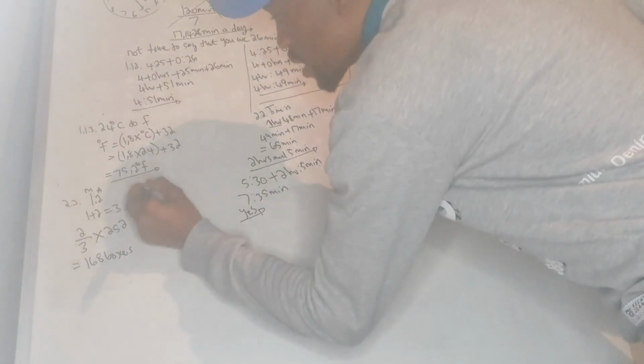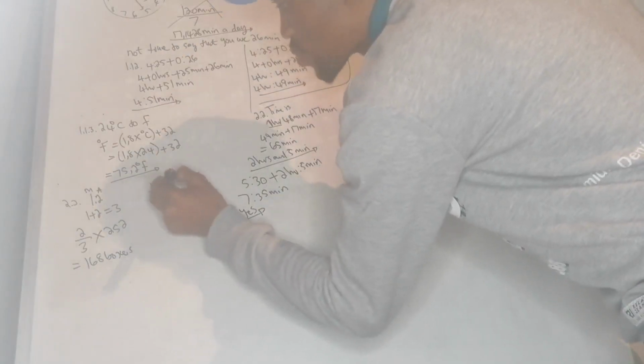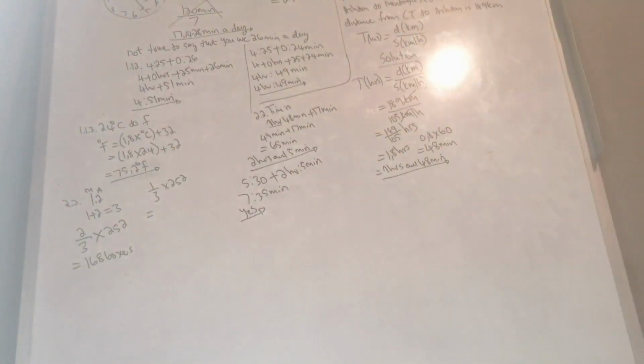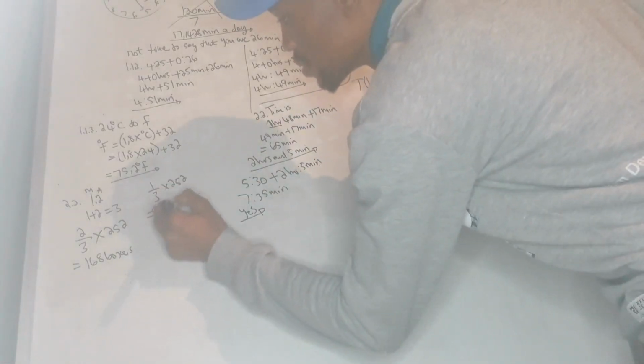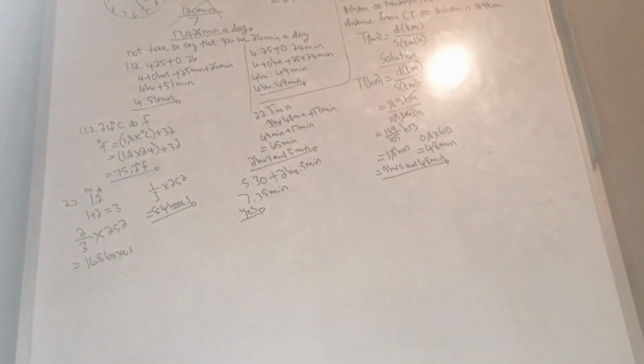We can even calculate for Montague. We say 1/3 times 252. How many boxes will there be in Montague? Or you can just say 252 minus 168. That gives 84 boxes. And you are done. Can you please go and look at the memorandum to check whether it is correct or not?